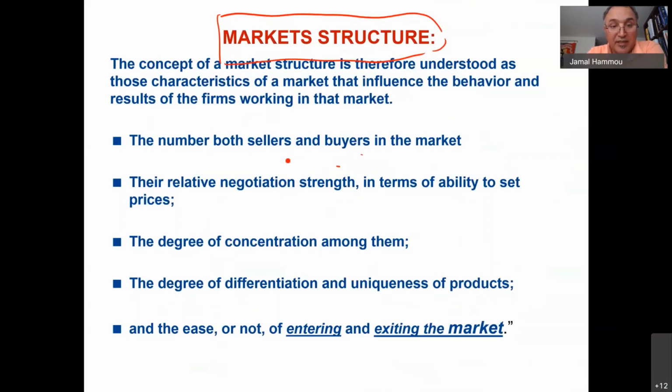So when you decide this, you're determining this negotiation strength. Who has the strength, the ability to set the price? So the number of buyers and sellers determines who sets the price.